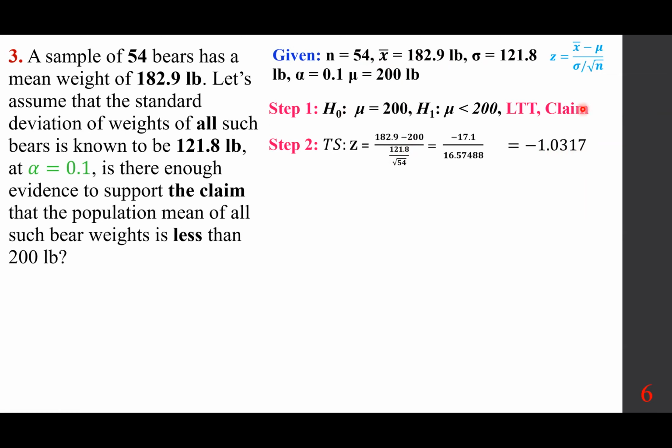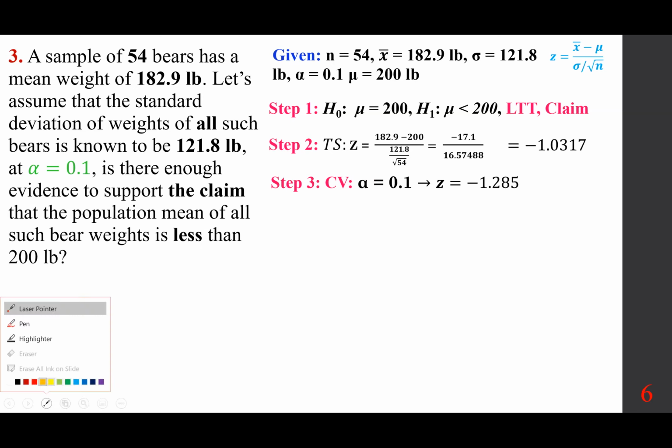Step 1, H0, H1. Step 2, test statistic. Step 3, we're going to go with the CV. CV comes from the choice of alpha, which is 0.1, and it gives us the Z of negative 1.285. This comes from the Z table. So let me first do this by hand. I'll show you a better graph in a moment.